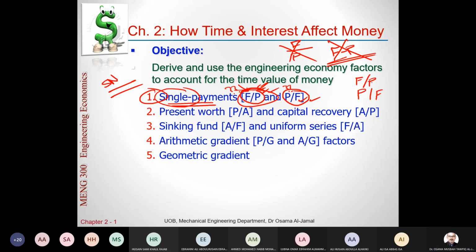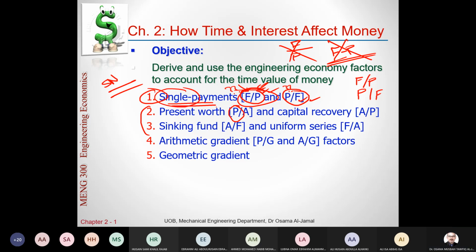Present worth. This is a common lecture. Present worth P given A, and capital recovery A given P. What does it mean? P given A. Want to calculate the P, the present worth, the equivalent present worth for the annuity that we're going to have in the future. Want to bring all of them to time 0 or whatever time in front, to the left of that annuity.